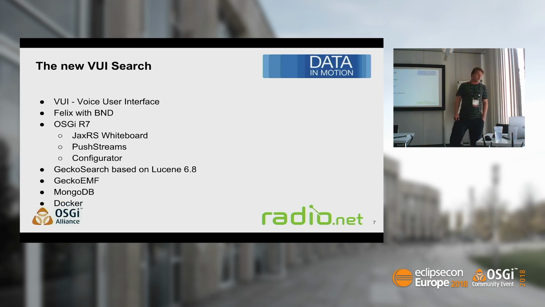So the new voice UI search component, or the search application, will now be based on Felix, built with BND. From the current R7 specs, the main specs we are using are the JaxRS Whiteboard, PushStreams, and the Configurator. Together with this, we have my rebuilt version of the Data in Motion search framework, now under the name of Gecko, an open source project. I will say a few things about this at the end. Also EMF in a plain OSGi way without all the Equinox-specific stuff EMF has, so this is called Gecko EMF. Still Mongo database as a data store underneath it, and Docker.